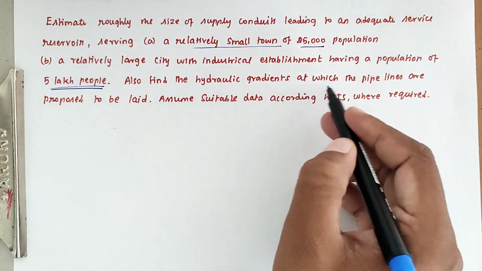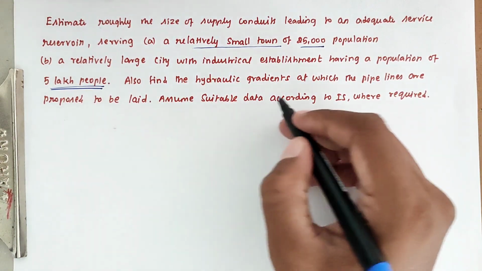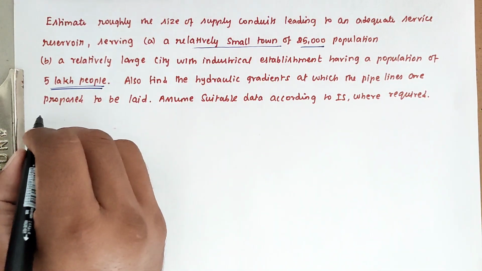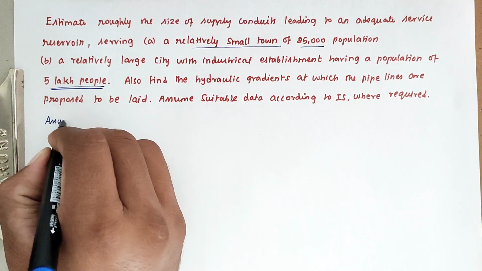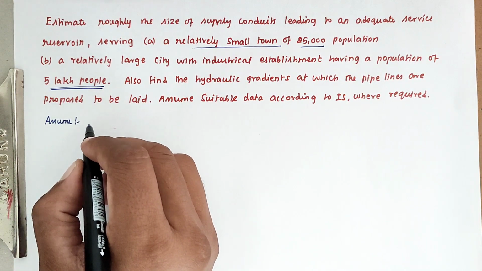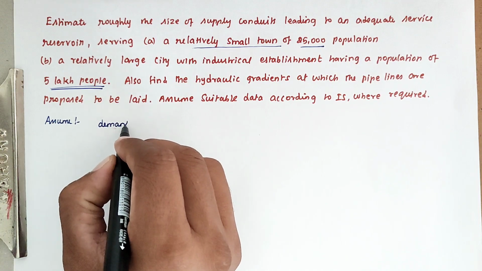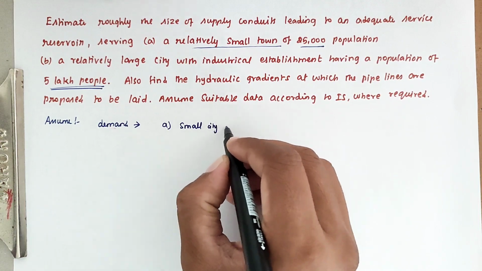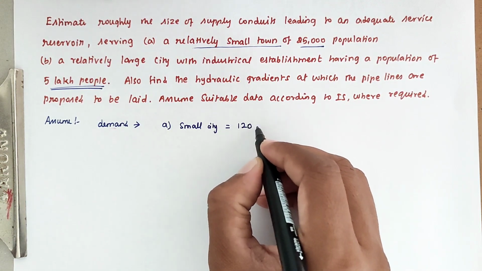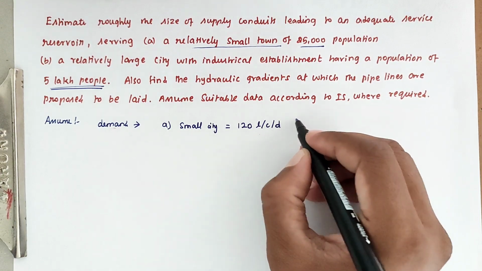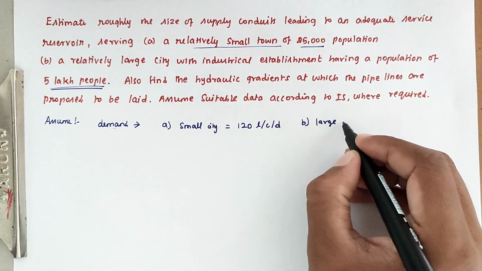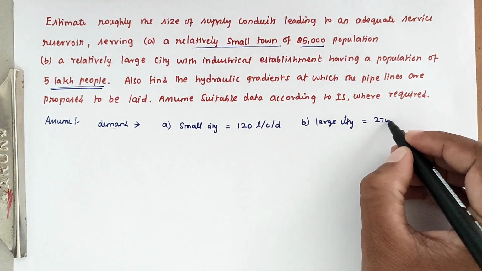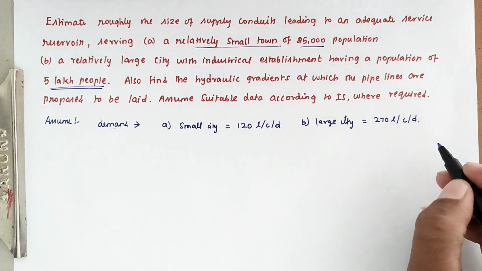Also find the hydraulic gradient at which the pipelines are proposed to be laid. Assume suitable data according to the IS where required. First, we have to assume the daily demand. For the small city, we assume the daily demand is 120 liters per capita per day. For the large city with industrial population, we can assume 270 liters per capita per day. So these are all the assumptions.